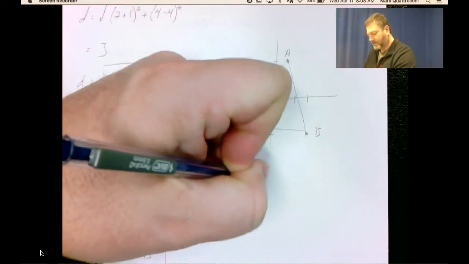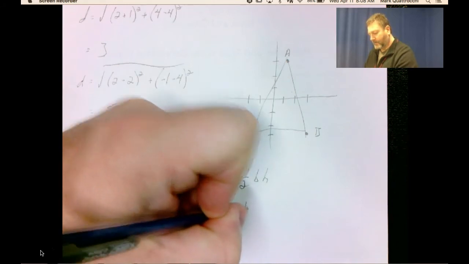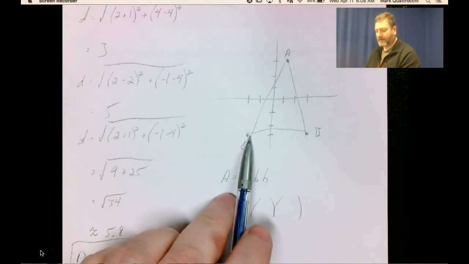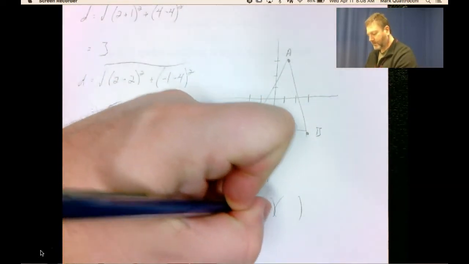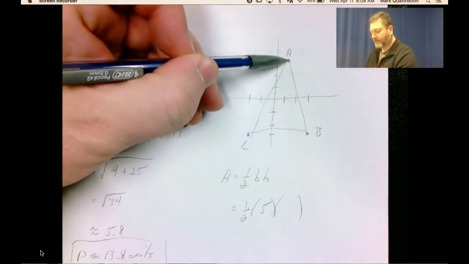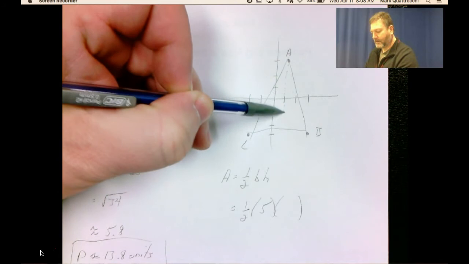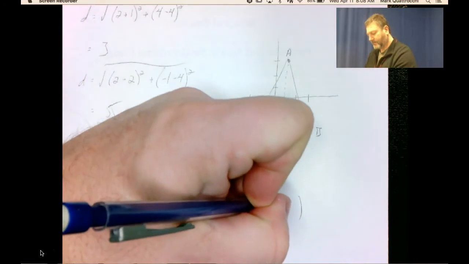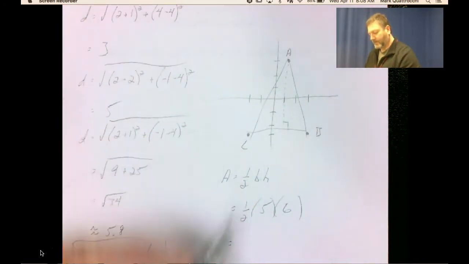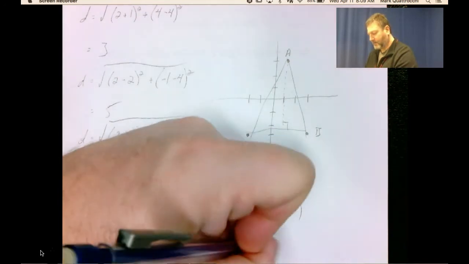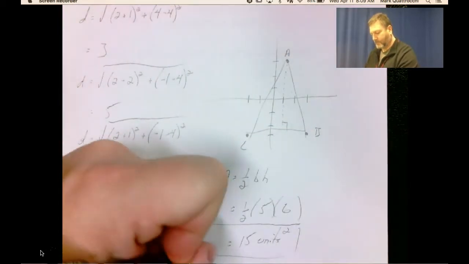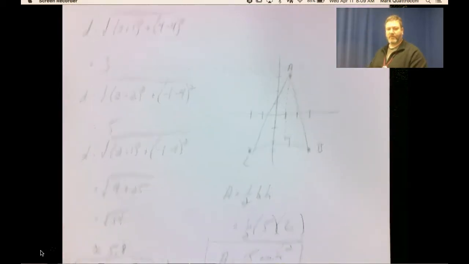Area formula for a triangle: 1/2 base times height. My base is from B to C, so 5 units. And my height is from A down, making a right angle, so we can count spaces here: 3, 6. That gives me 15 square units. That's part B.